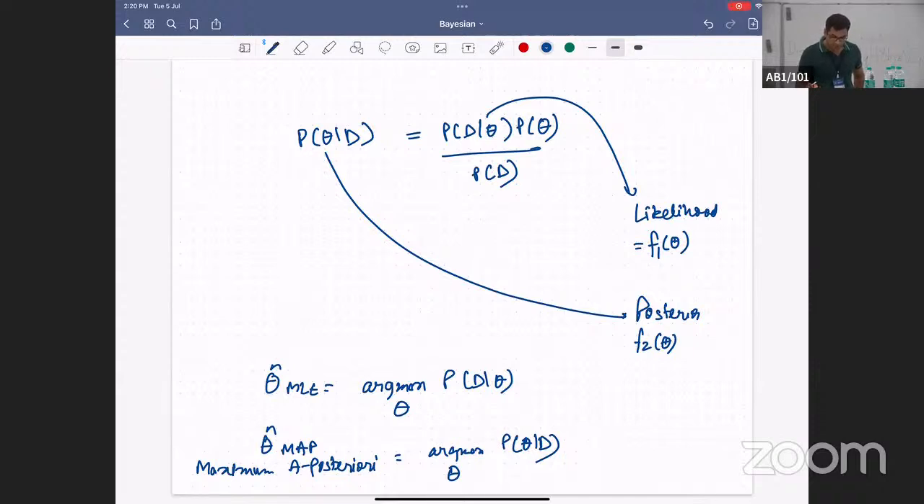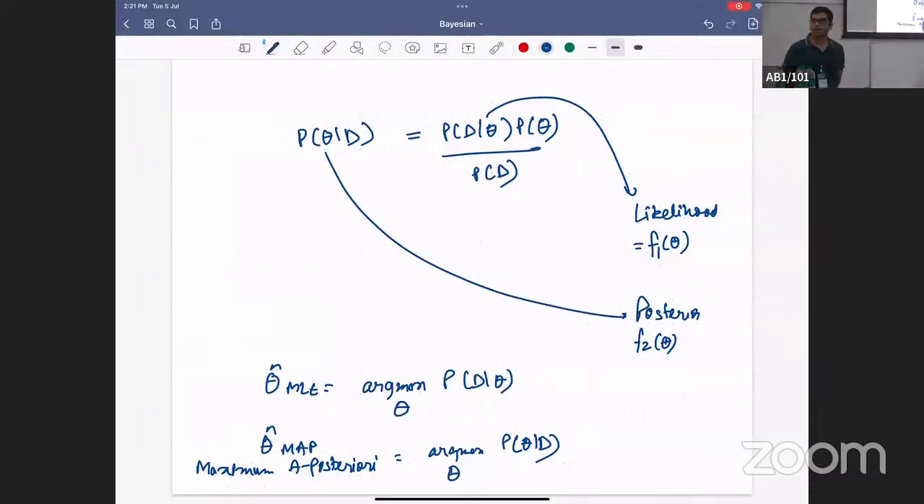Now we want another term, theta hat MAP, which is the argmax over theta of P of theta given D. Now, how do you think we can calculate this, and what other terms do we need to be able to calculate this term? We need a prior, right? So can you remind all of us what you understand by a prior? What is meant by a prior?